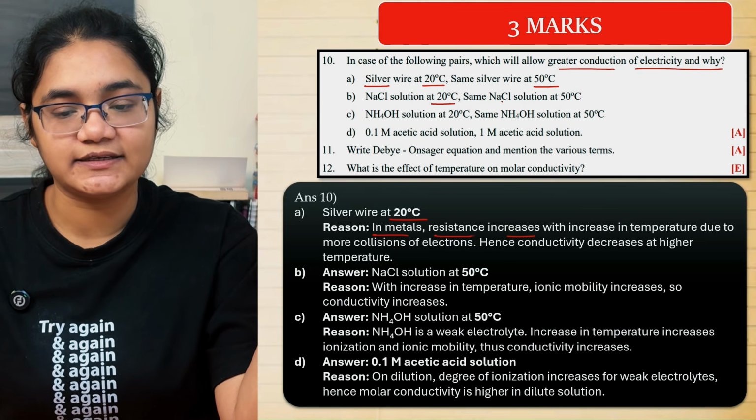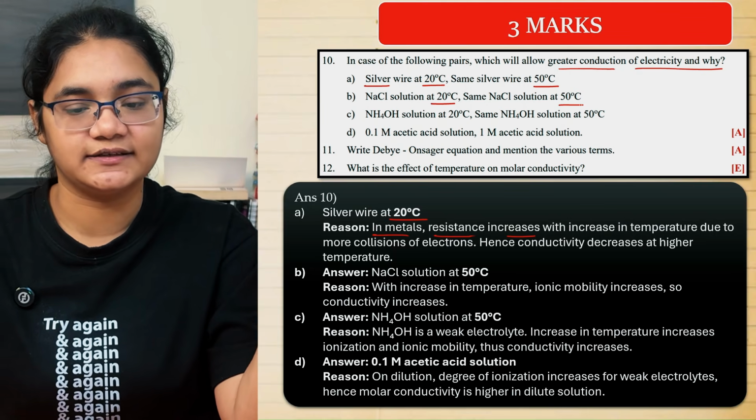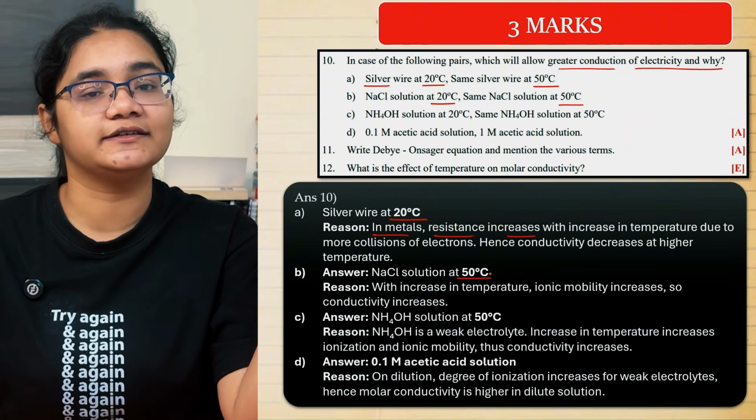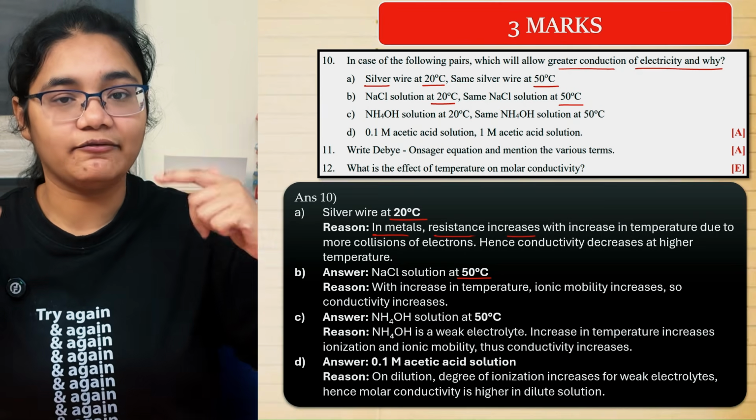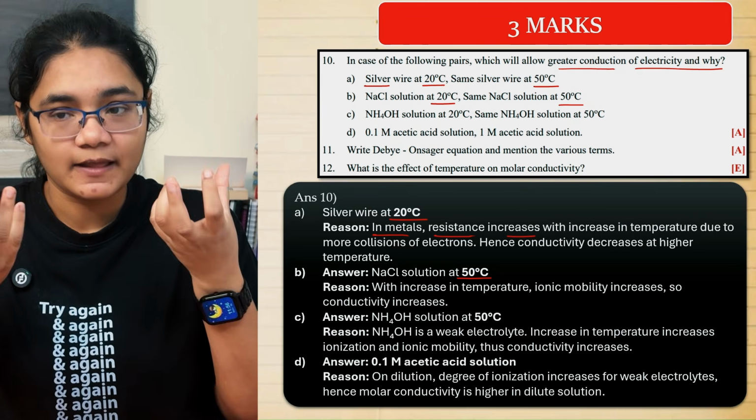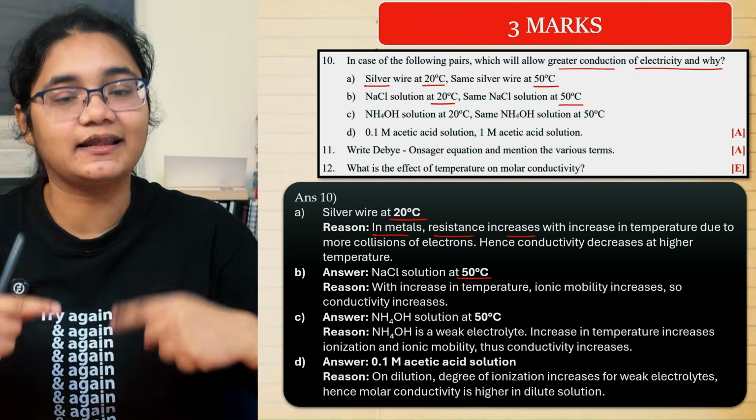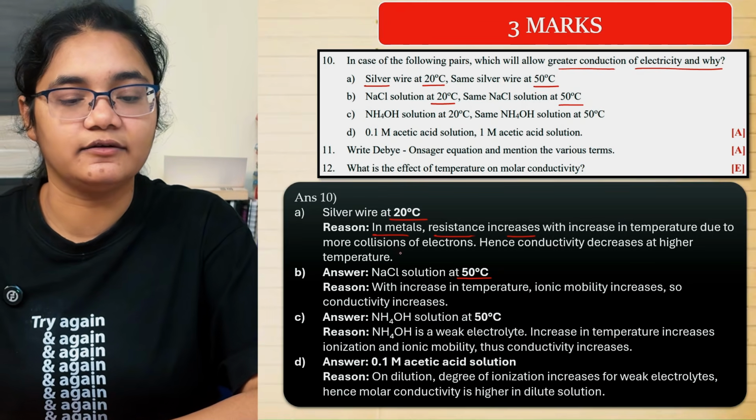NaCl at 20 degrees Celsius and the same NaCl at 50 degrees Celsius. So this will be NaCl at 50 degrees Celsius because NaCl is an electrolytic conductor. So it is an electrolyte, and with the increase in temperature, the mobility of the ions increases, and that is why the conduction or conductivity increases.